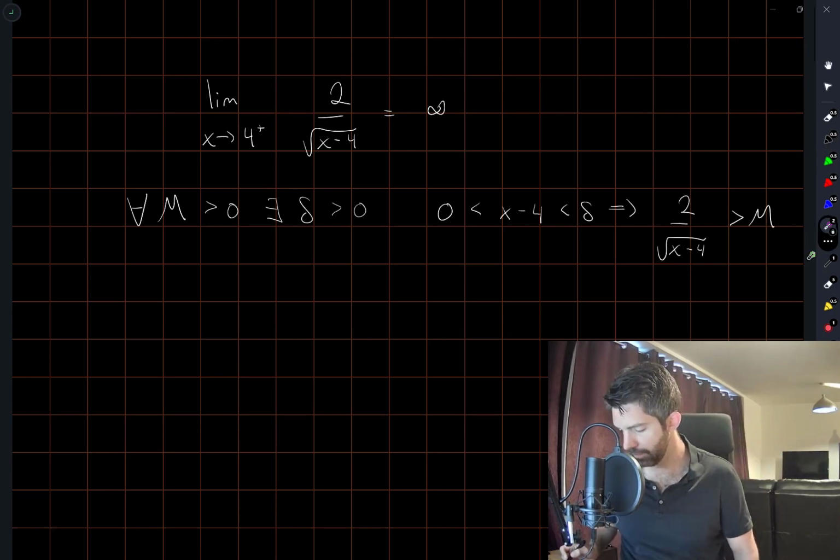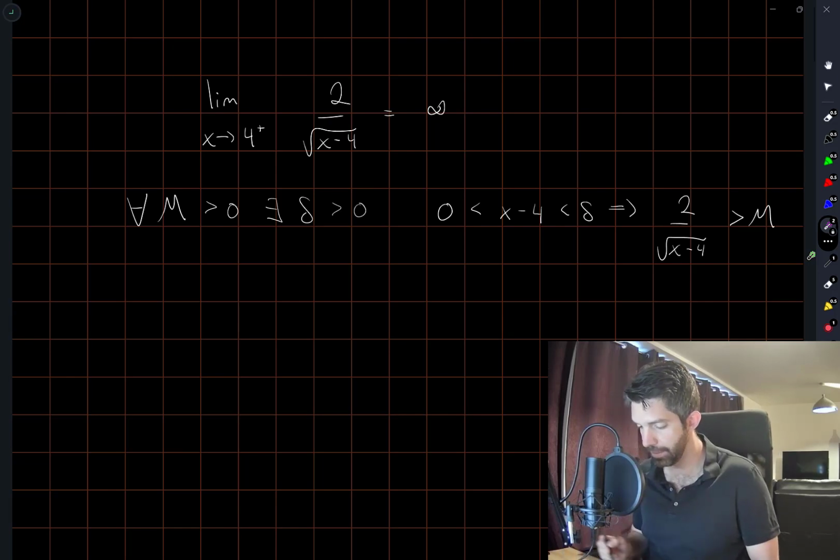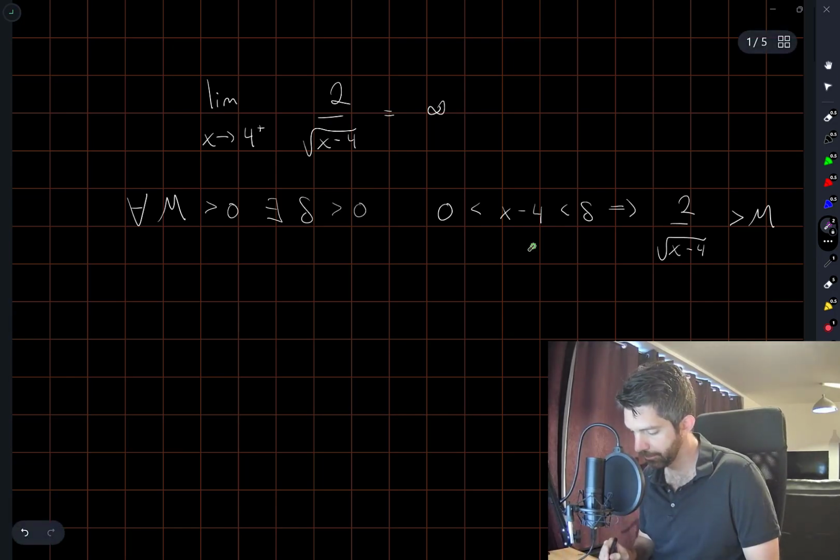Okay, and let me just make sure this is exactly what we want here. With the one-sided limit, x minus 4 has to be positive. Even for this thing to be defined, x minus 4 has to be positive. So we don't have an absolute value in this thing. x is greater than 4, but not by much, only by a maximum of delta. And we want to show that we can make this thing as large as we want.